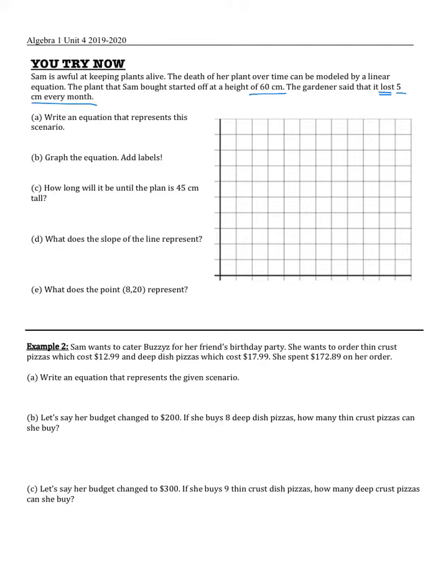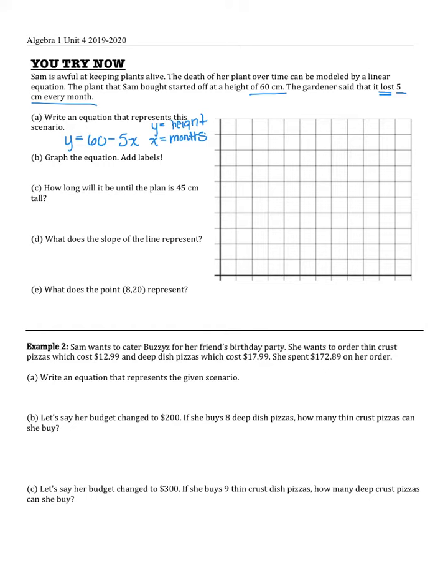So something that's happening over and over again requires a variable next to it. So your equation would be y equals its starting height of 60 minus 5, was it 5? Yeah, 5 centimeters every month. And I'm going to define my variables. So y is going to be the height of the plant, and x is going to represent the months.